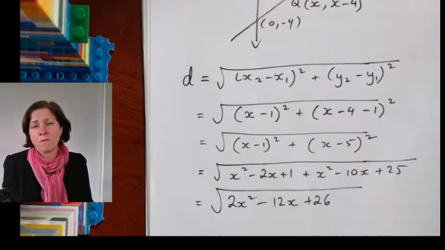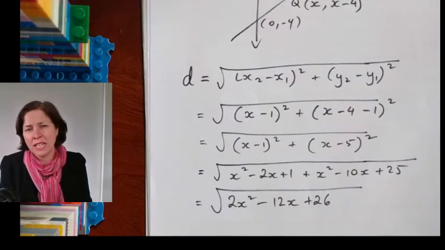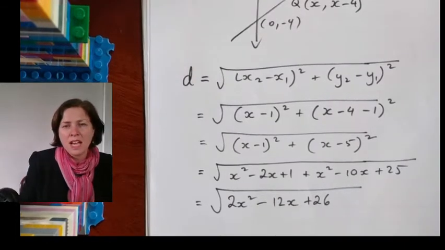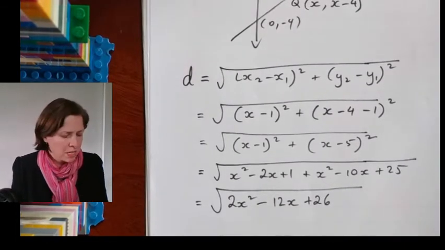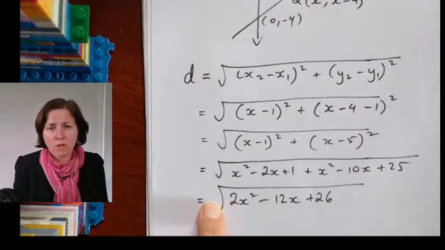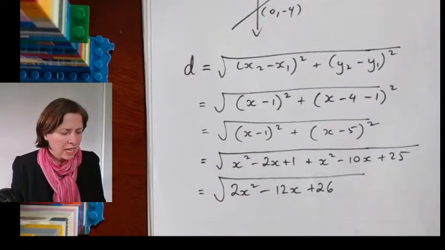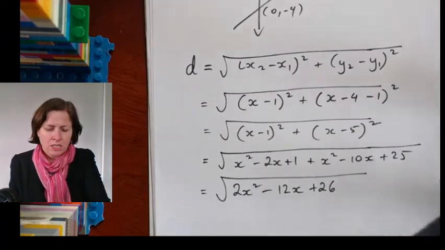Now I do have a common factor of 2, but taking it out is really at this stage not going to help me any. If I had a common factor of 4, that would be different because I could take it out of the square root, but I don't. So I'm just going to leave it as it is. So that's my first step.